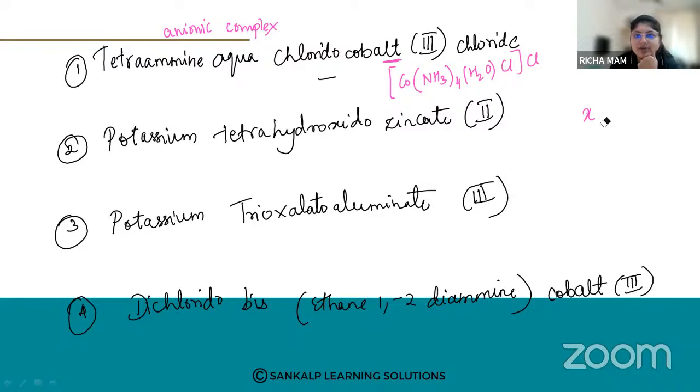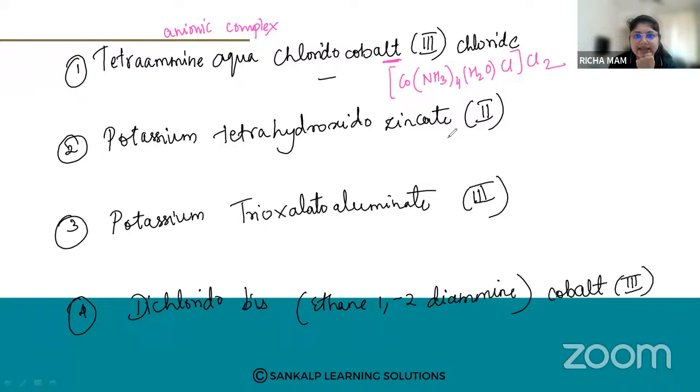So let us find out the charge of how much chlorine should be taken. So cobalt is 3 plus 0 plus 0 minus 1 equals X. So this will be 2. So X is equal to 2. So chlorides will be 2 here. Okay, next one, find out the next one.